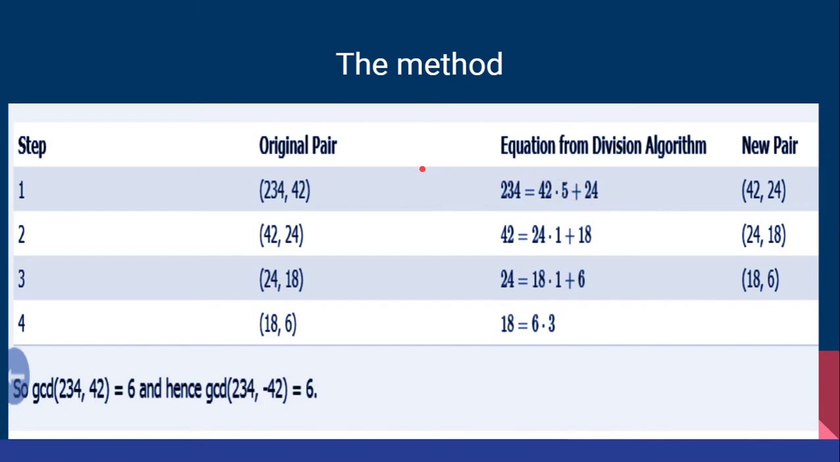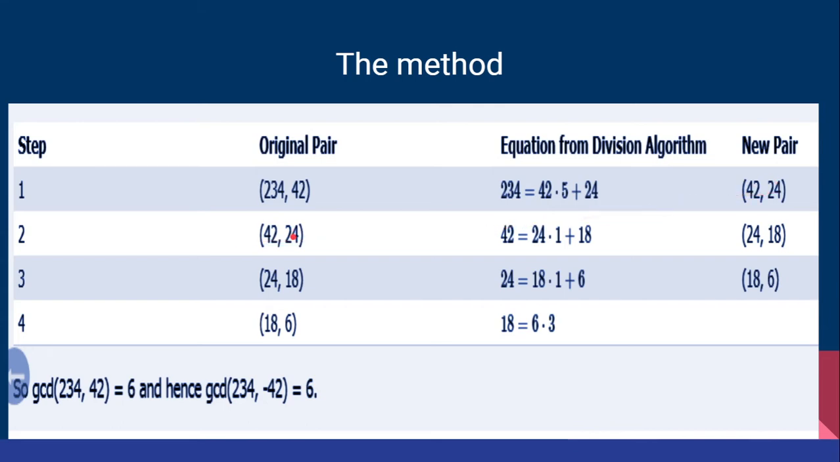Now the pair becomes 42 comma 24. The original pair is 234 comma 42, and the next pair becomes 42 and 24. How has it come? The second number of the original pair, 42, becomes the first number of the new pair. The remainder, 24, is given as the second number. Then you have to repeat these steps again with this new pair, which is 42 and 24.